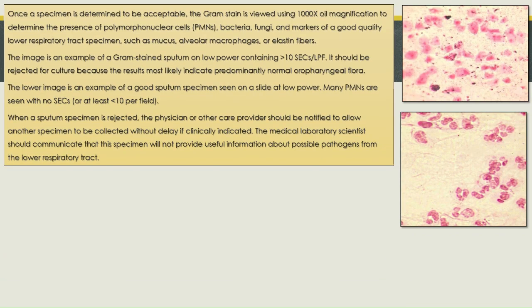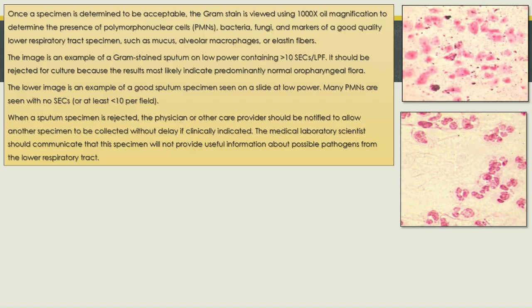Once a specimen is determined to be acceptable, the gram stain is viewed using 1000x oil magnification to determine the presence of polymorphonuclear cells, PMNs, bacteria, fungi, and markers of a good quality lower respiratory tract specimen, such as mucus, alveolar macrophages, or elastin fibers.